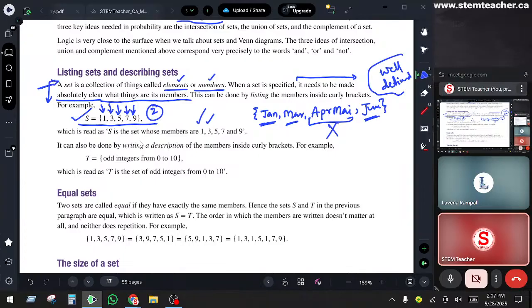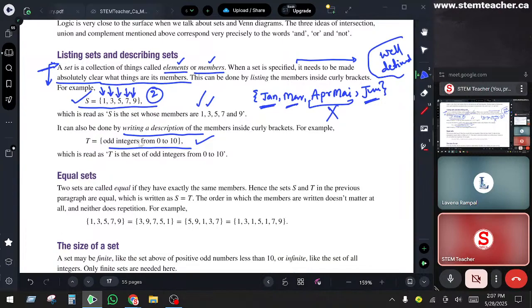So this is one notation, and it is a written description: odd integers from 0 to 10. We can also write like this: odd integers from 0 to 10 means the same thing, 1, 3, 5, 7, 9. So there are terms: a short notation and a detailed notation.